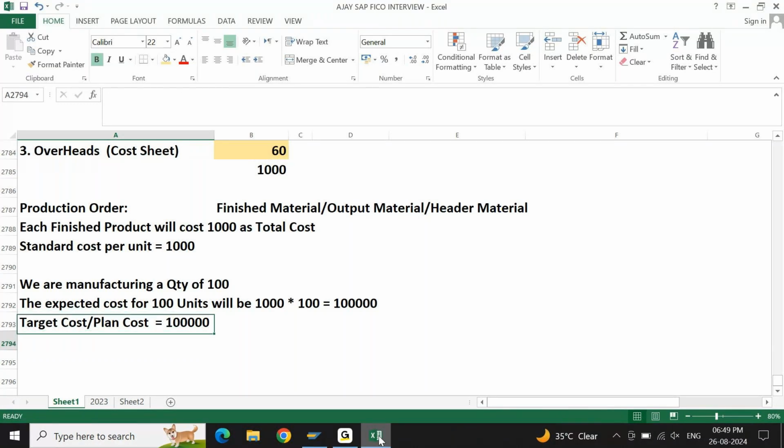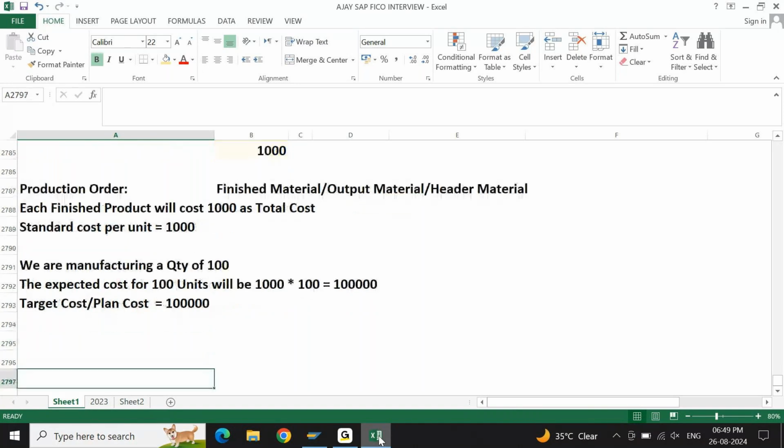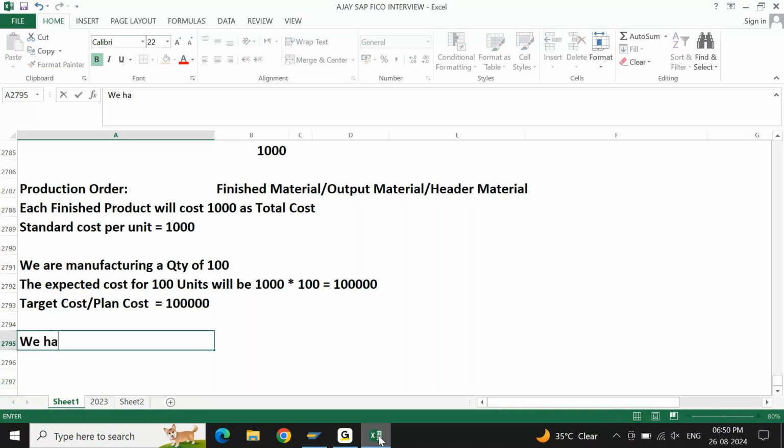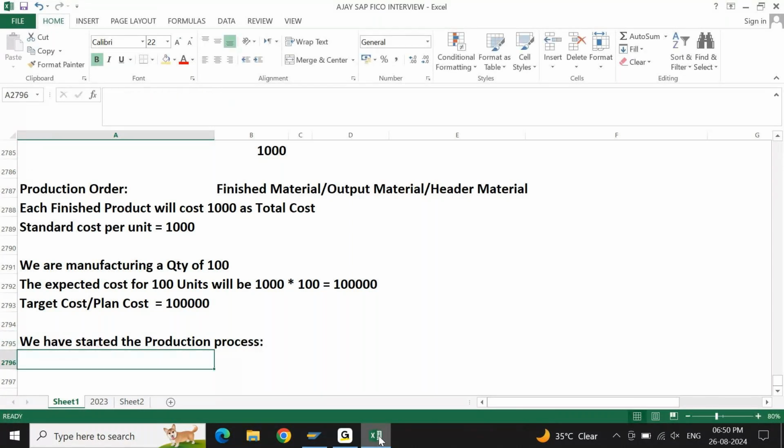Now, once the manufacturing process has started, you are going to actually consume the goods and services, the input materials and input services. Agree? Let's say we have started the production process. Once you start, in order to move forward with your production activity, do you need to issue the material or not? Yes, we need to.